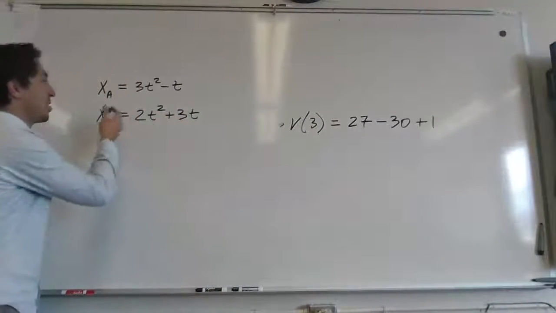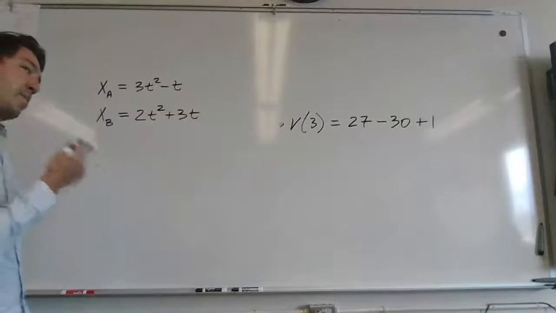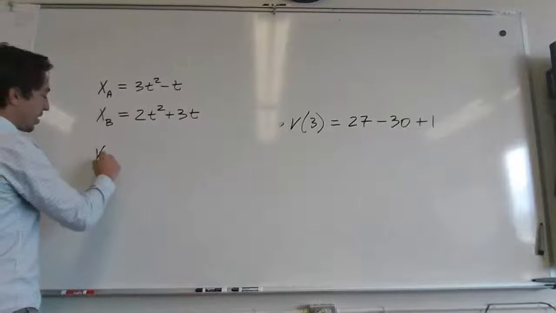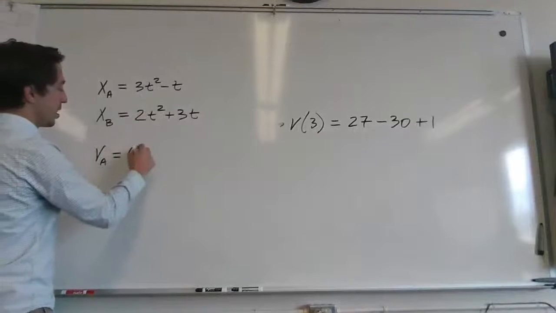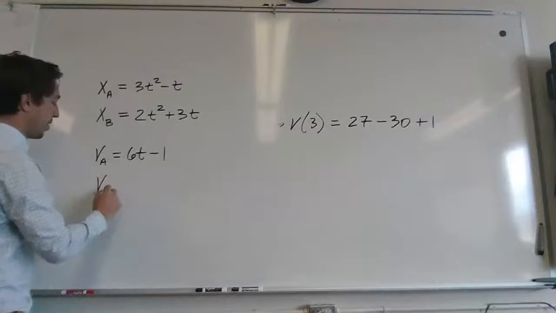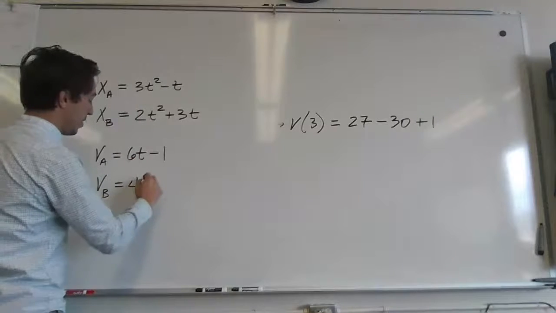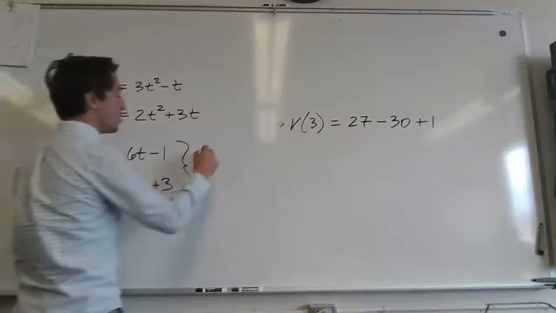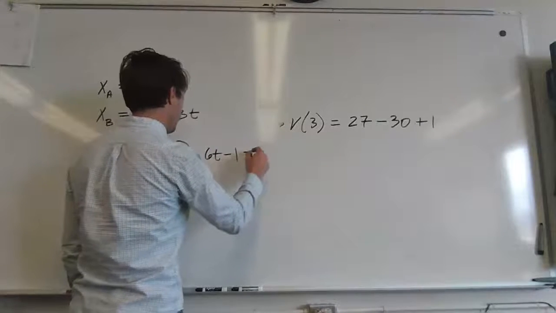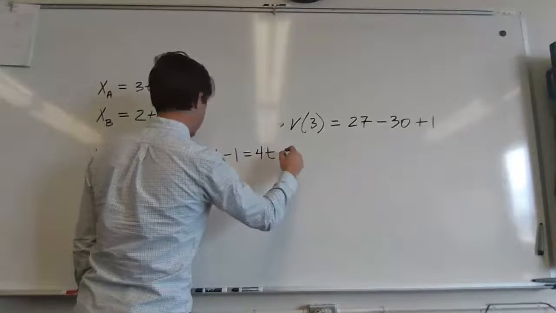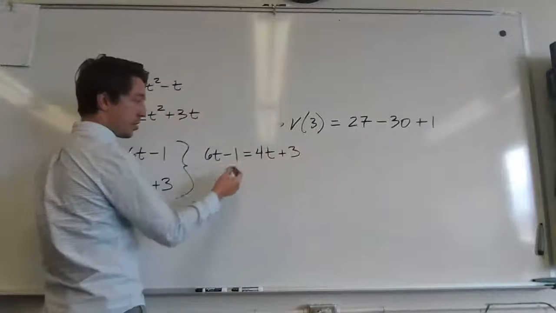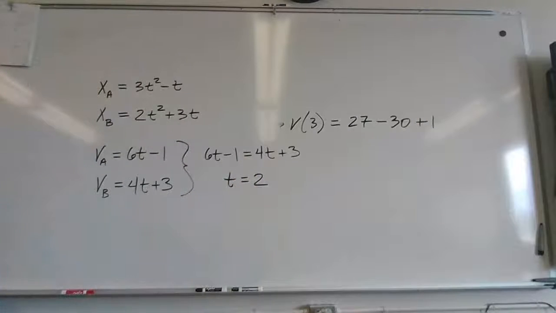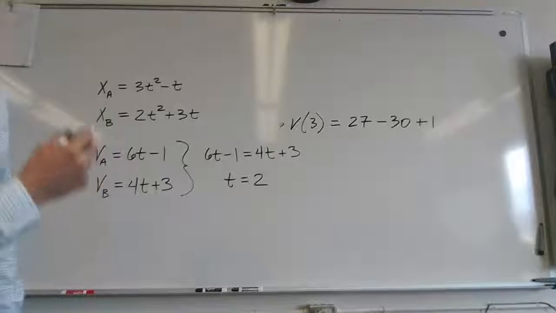Where was I? Okay, so this question says, where are the particles when they have the same velocity? So what you gotta do is get the velocity of A, which is 6t minus 1. Get the velocity of B, which is 4t plus 3. And then the question's basically asking us, when are those the same? So you set them equal. So you get 2t equals 4, so t equals 2 here. And so that's the time value.